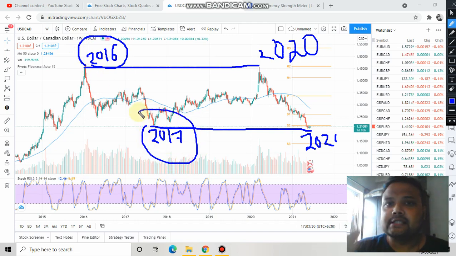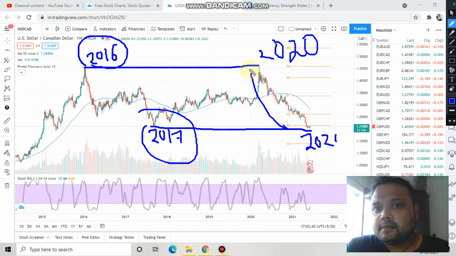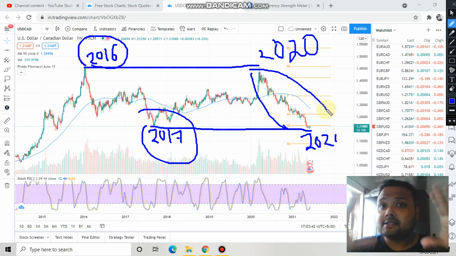I have been shouting this thing for the past 1 month, and clearly we can see that for the last 1 month, though there was some heavy selling pressure on the chart, right now market is just standing at the support, and market is struggling to go up. So this is the overall analysis for US dollar, Canadian dollar.